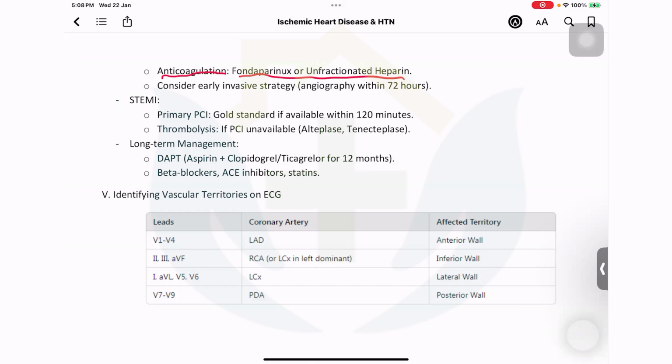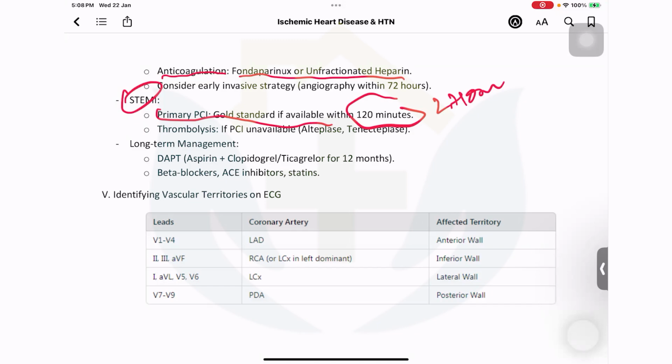But in case of STEMI, primary PCI is the gold standard, and it has to be conducted within 2 hours. That is the norm. That is the guidelines. And 90 minutes door to balloon time. Thrombolysis, if PCI is unavailable, and in a third world country like us, thrombolysis can also be done.